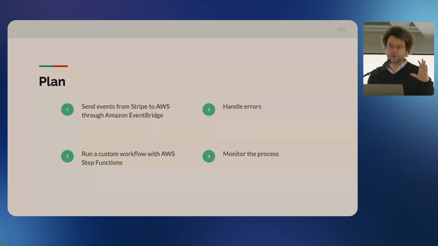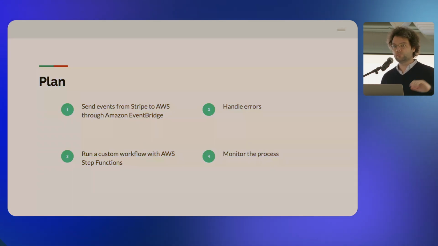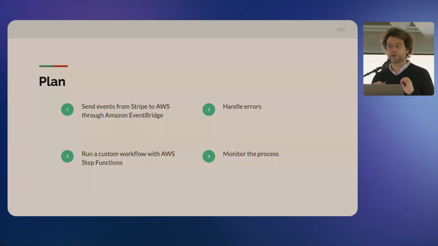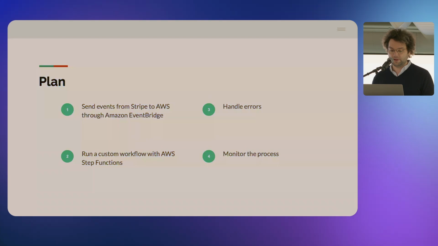And we're going to use a bit of code, but we're not going to deploy any servers or stuff like this. I'm going to show you all of this. We'll show how to handle errors and how to monitor the process in production. For those of you who are not that much into technical stuff, the 4th part actually is still valid if you're using webhooks, if you're using servers. It's some stuff that you can do in any case. So let's get started and send the events to AWS.